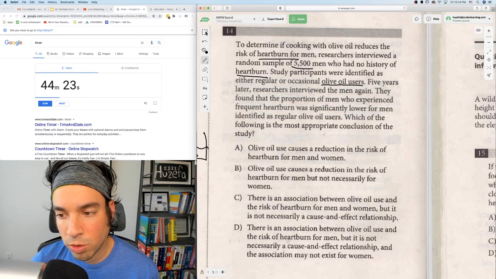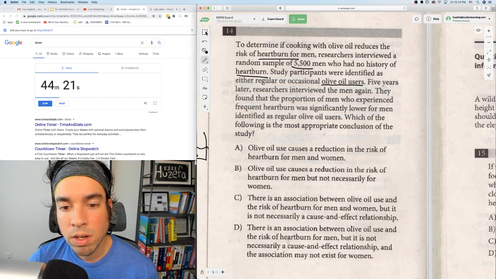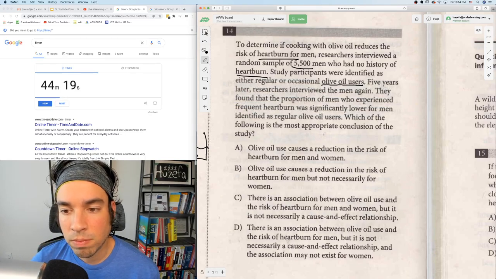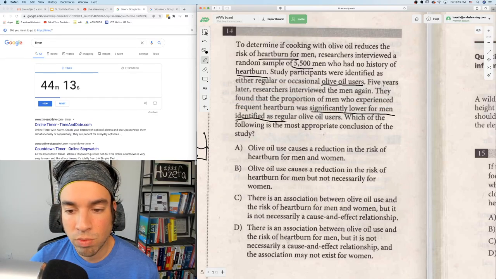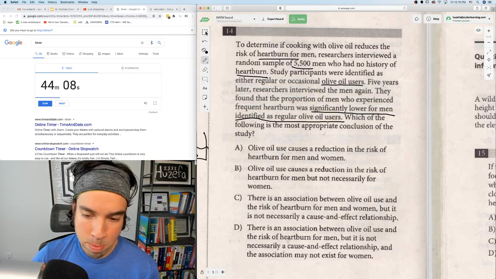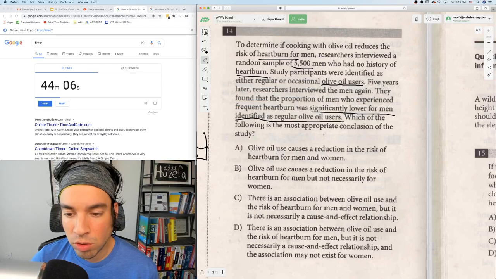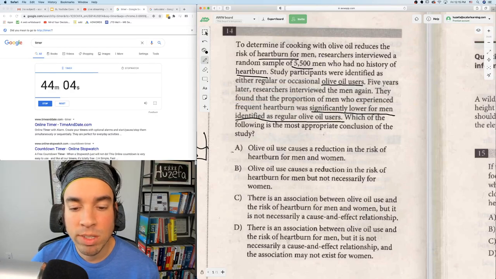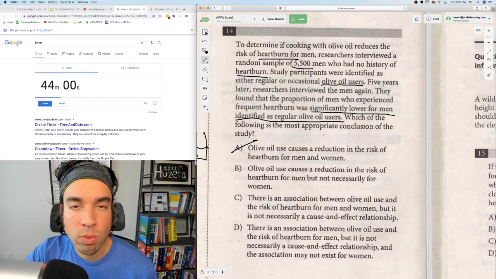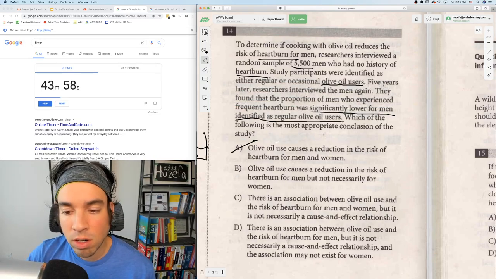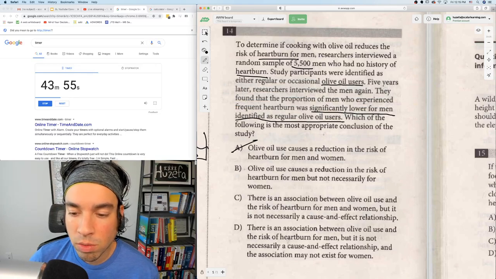Five years later, researchers interviewed the men again. They found that the proportion of men who experienced frequent heartburn was significantly lower for men identified as regular olive oil users, which I think is the most appropriate conclusion. Olive oil use causes a reduction in the risk. So this is way too definite, like way too extreme, right? Because you don't ever want to go with something that says it definitely causes this. Olive oil use causes a reduction in the risk of heartburn for men, but not why.